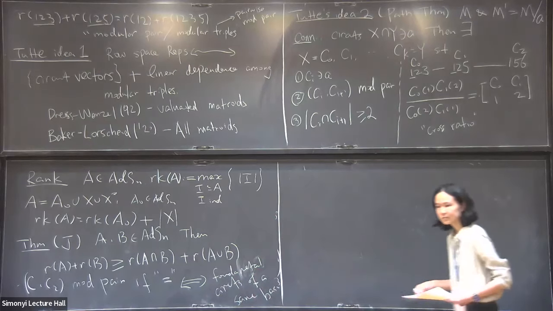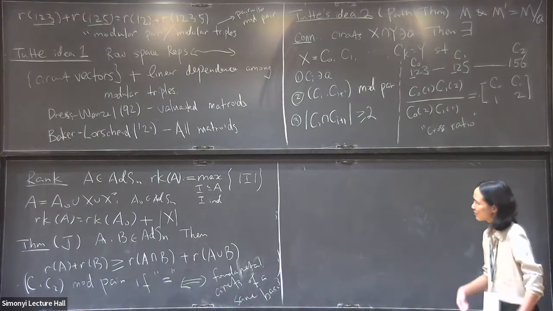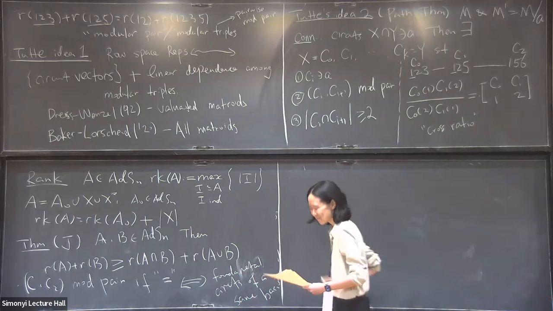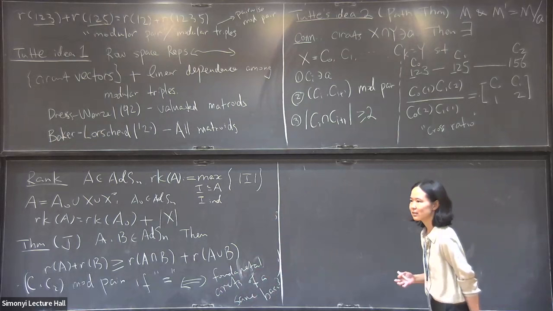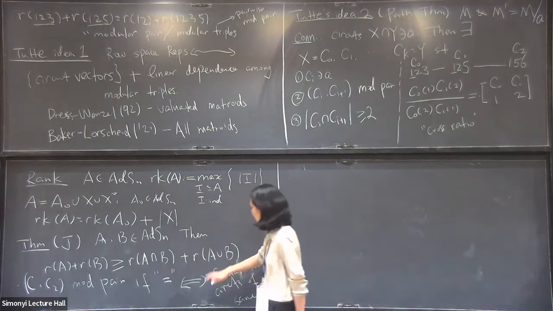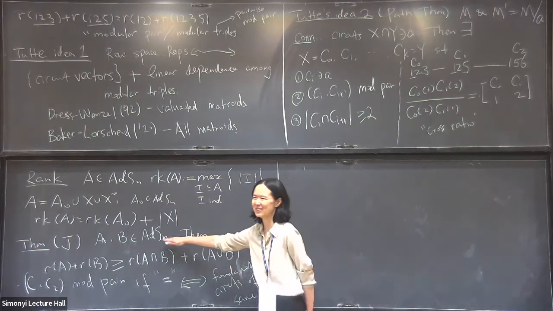Is that true in the matrix setting? Yes, it is. Yes, that is helpful. That is why I wanted it. Is it for arbitrary sets? I mean, if A, B are admissible, A union B may not be admissible. But for circuits, it is always true.